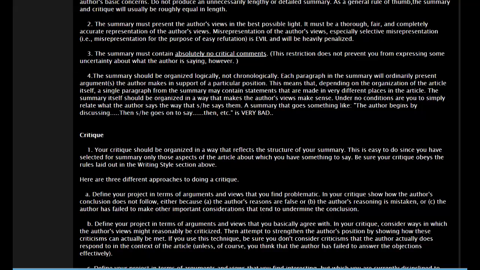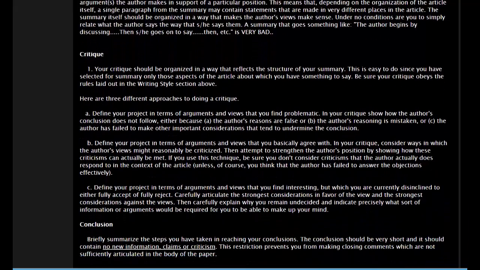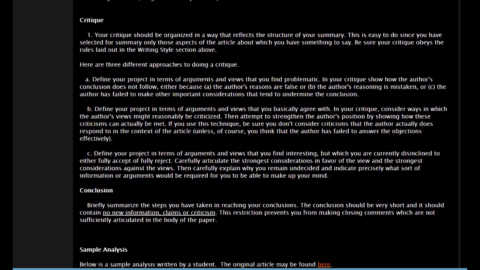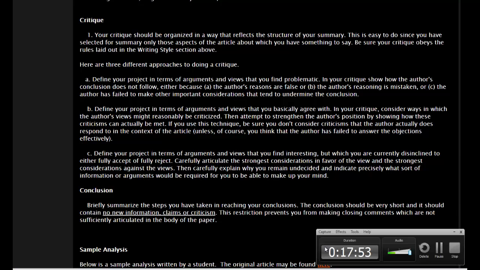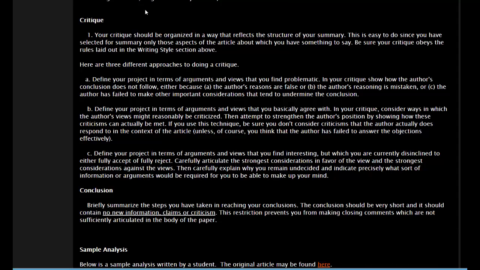Okay, now finally, we can talk about how to do a good critique. First of all, your critique should be organized in a way that at least roughly reflects the structure of your summary. This is impossible if you've just written a narrative summary. But if you've selected your summary with an eye to writing the critique, then this will happen pretty naturally.